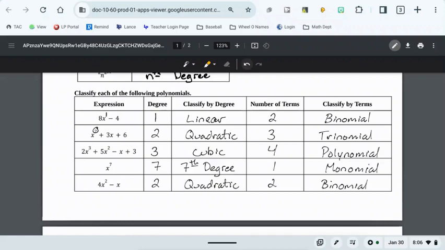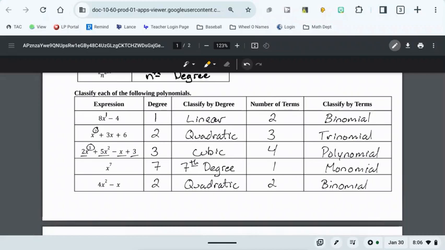All right, welcome back. Let's take a look at those bottom 3 examples. So the first one, our largest degree is 3. So the degree of the expression is 3. We call that cubic. And the number of terms, there are 4 terms. 1, 2, 3, 4. And that makes it a polynomial.